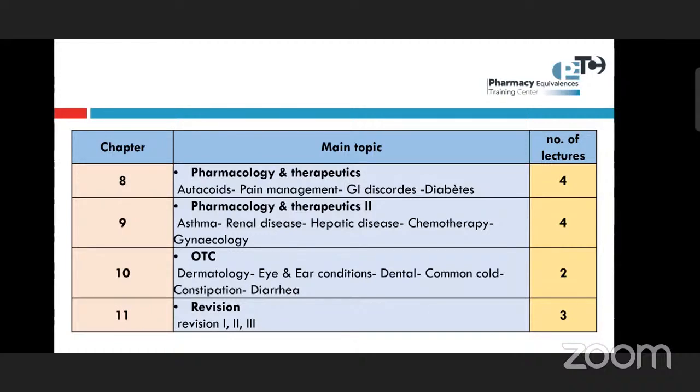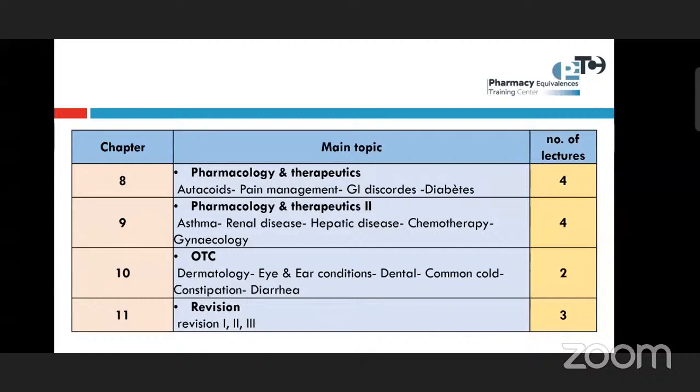As I mentioned, after each lecture, we will have questions from the recalls, complete questions related to the lecture. And also after each chapter, there will be a small test related to the chapter with questions from recalls that help you to solve any question related to this chapter in the exam.